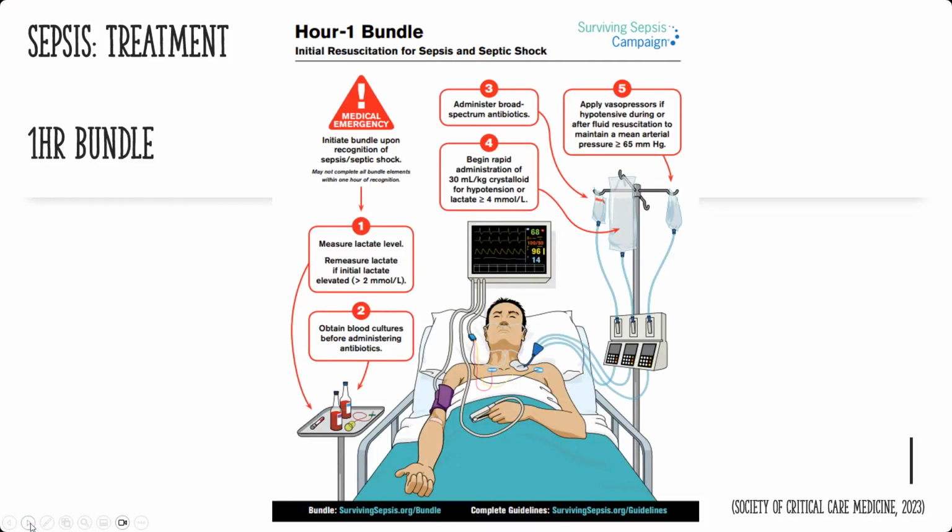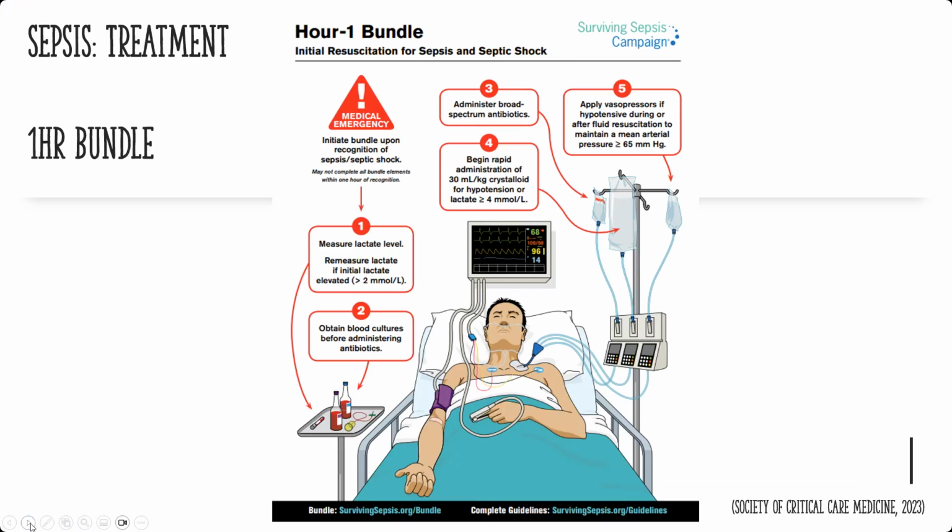Then establish 2 large bore IVs, draw labs. Okay, and I always say 1 IV is good, 2 is better, and I'll talk about why 2 is better in a little bit. But get those IVs started and draw those labs. Get your cultures, get all your blood work, and get that lactate. The goal used to be that lactate was drawn within 30 minutes. I say as soon as you can get an IV started and get that lactate drawn, the better. Lactate needs to go on ice and then get to the lab and get drawn right away.